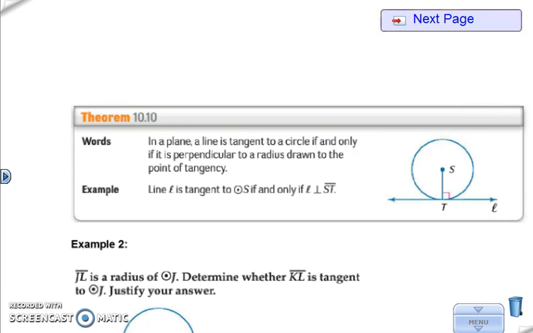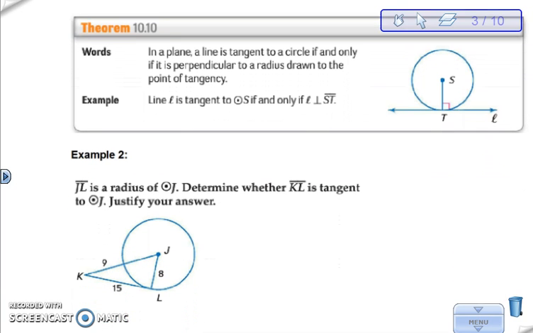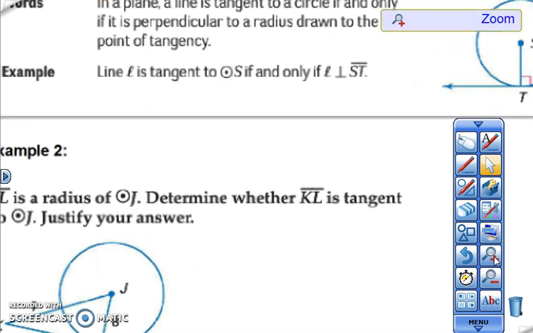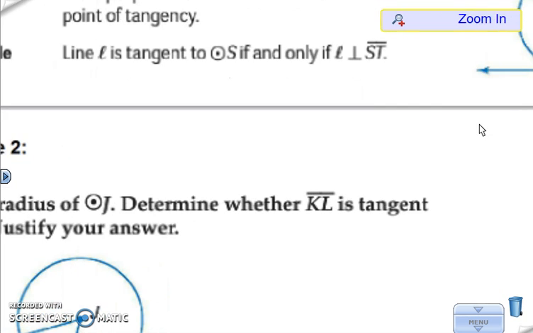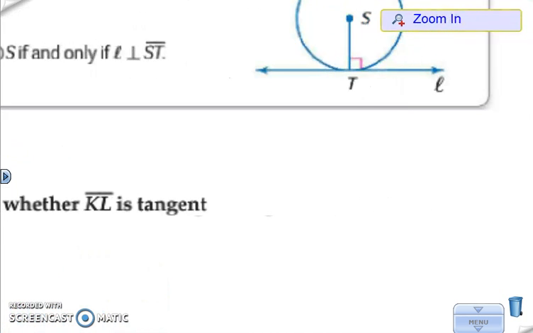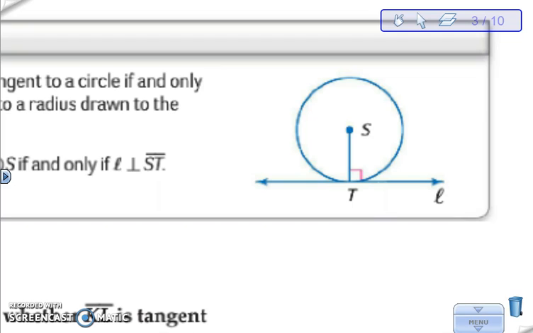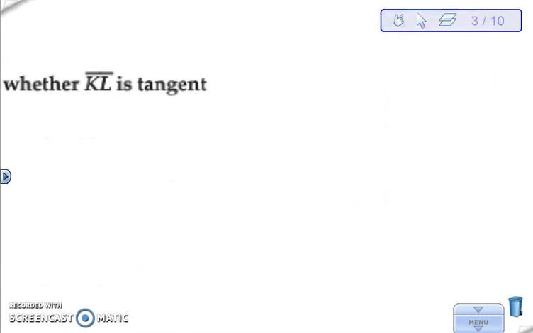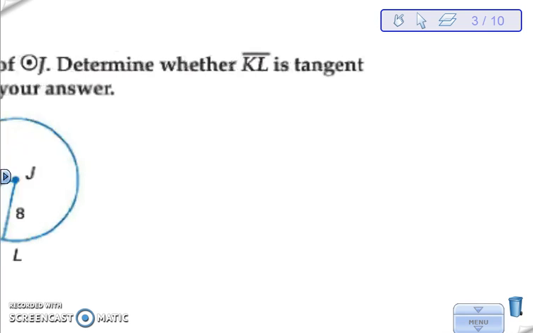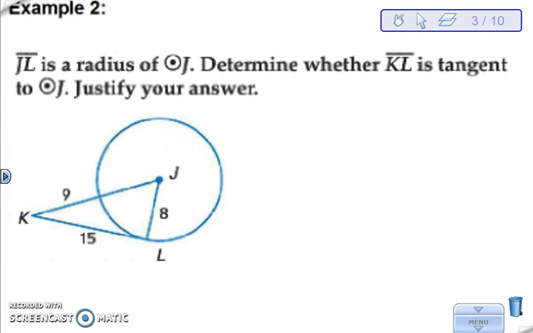All right. When a line is tangent to a circle, it will always be perpendicular to the radius of that circle. So if we look here, the line L is tangent to circle S because there is a right angle where ST meets with line L. That right angle will always occur at the point of tangency.